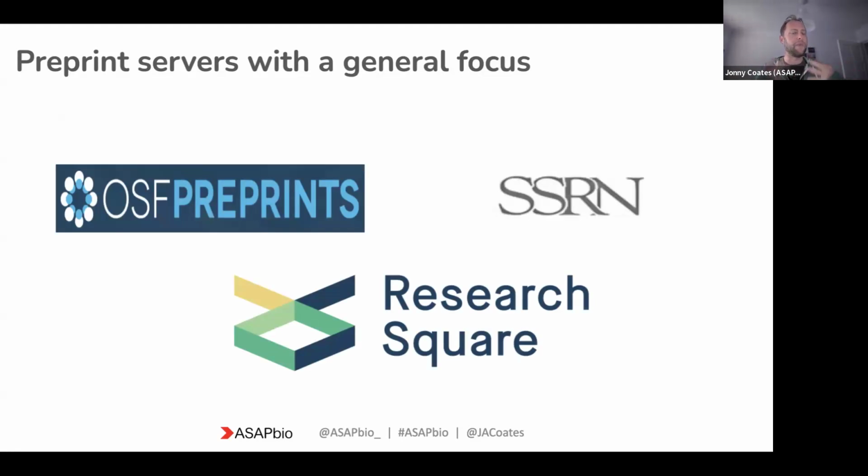So Elsevier, in my mind, is always a bit more humanities. Springer Nature is a bit more biosciences. And so there is a rough split there between Research Square and SSRN. But they are broad enough that most fields will be covered by those servers. And we'll come back to this kind of differentiation a little bit later.